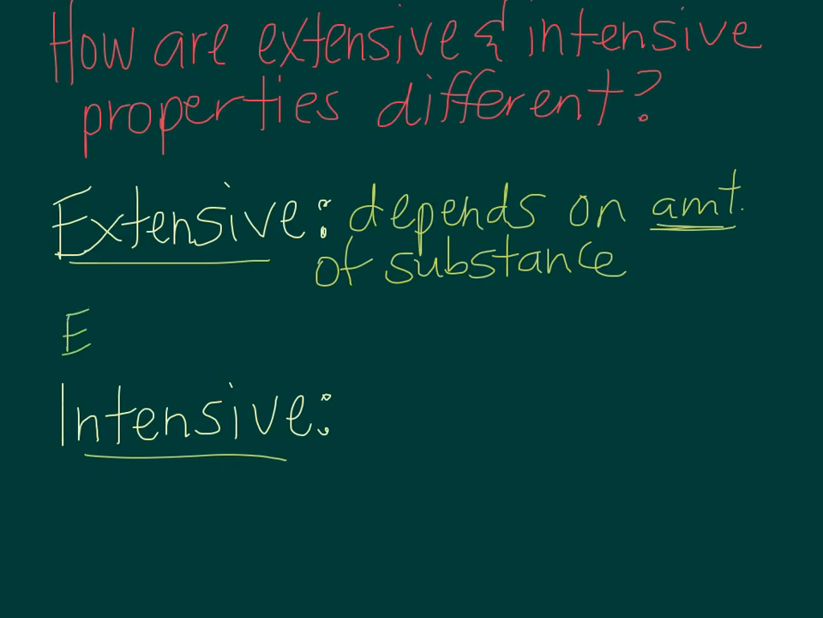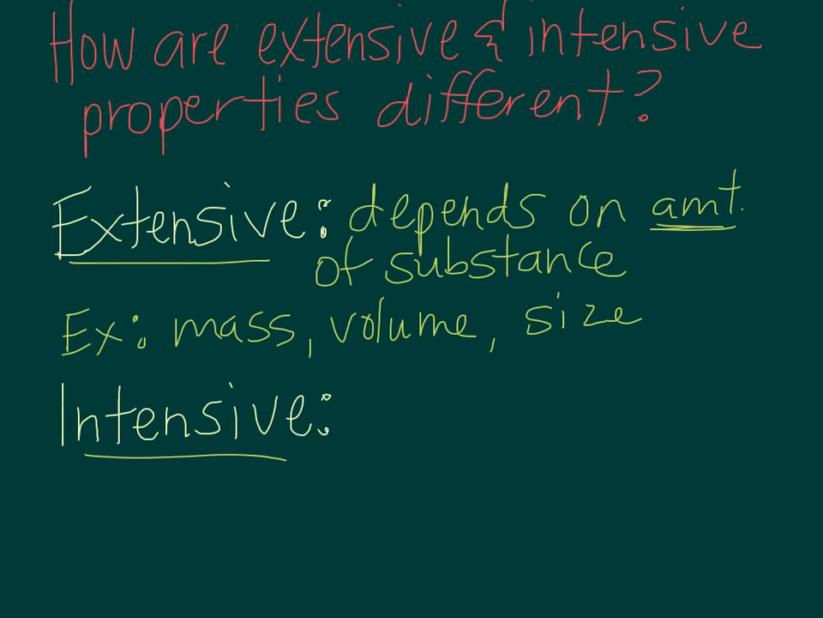Some examples of that very quickly would be like mass. Obviously, if you double the size of something, that's going to change the mass. Volume is another good example. Anything referring to the size of something would also be extensive.